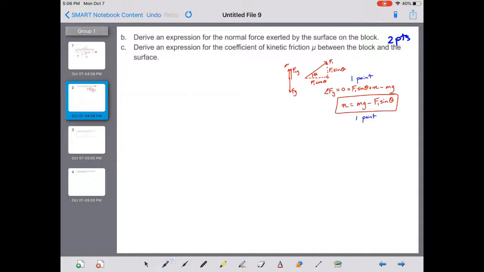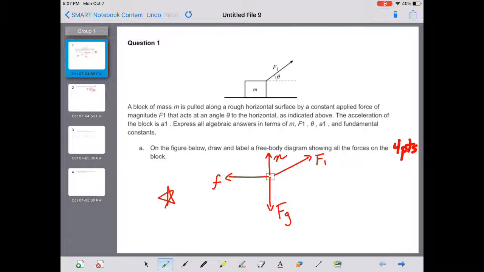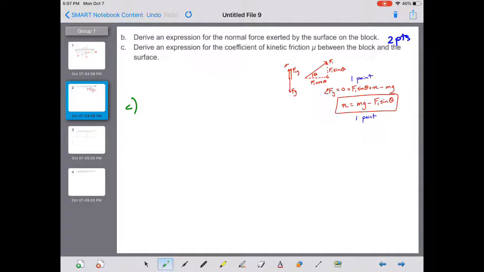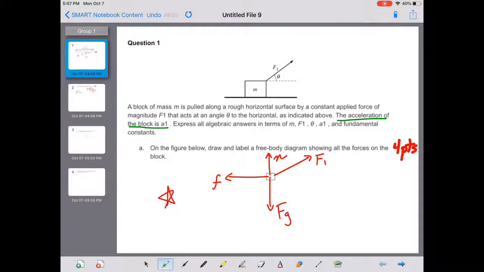Let's look at part C. Derive an expression for the coefficient of kinetic friction mu between the block and the surface. Now we're going to be looking at what's going on in the X world. So according to the beginning of this, we do have an acceleration. The acceleration of the block is A1. That's going to be important to consider because what this means is that our net force in the X is not 0. So our net force in the X is going to be equal to mass times acceleration in the X. Acceleration in the X is equal to A1.